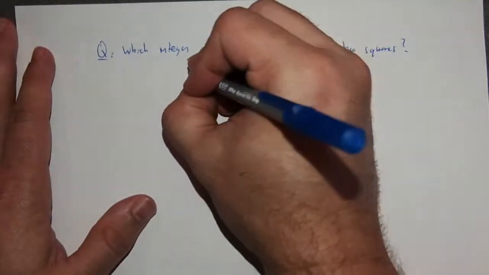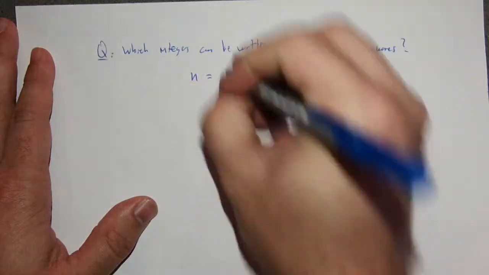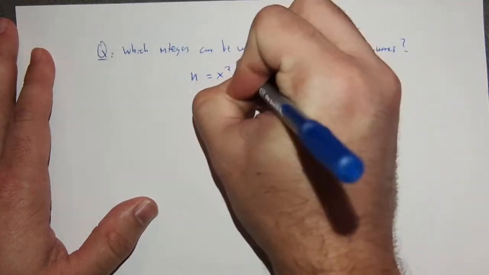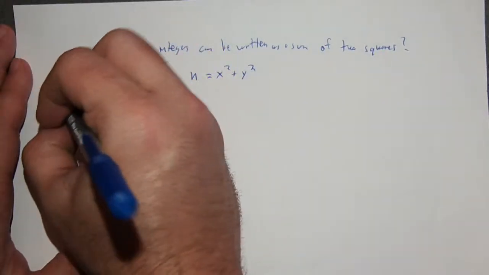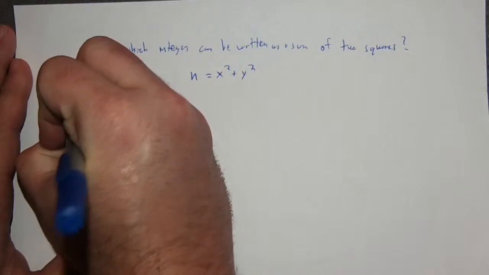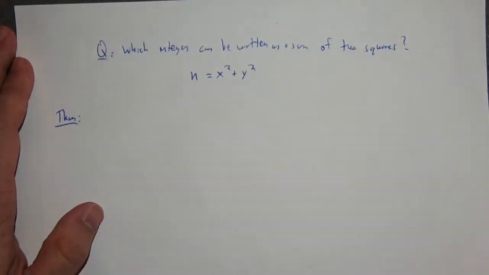So I'm looking for positive integers n that can be written as a sum of 2 squares. So I want it to be writable as x squared plus y squared, where x and y are integers. First we answer this for primes. There's the theorem, and this is actually due to Fermat.